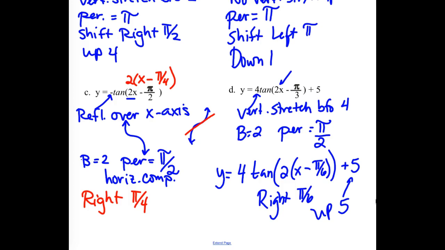All right, for homework, you are going to work on a Delta Math assignment that is listed in Schoology or in your agenda slide for you. And there is an extra credit tangent blue worksheet that you can do if you'd like.